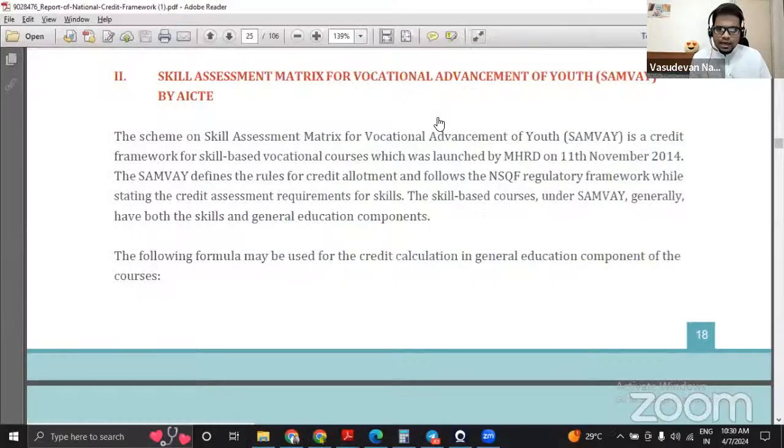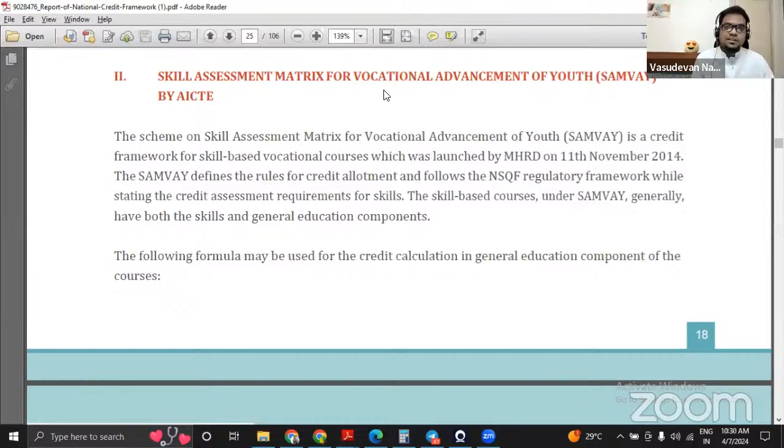So in AICTE, even before NCRF came into the picture, since 2014, there used to be an actual credit system. For example, let me share my screen. And that used to be called a skill assessment matrix for vocational advancement of youth.